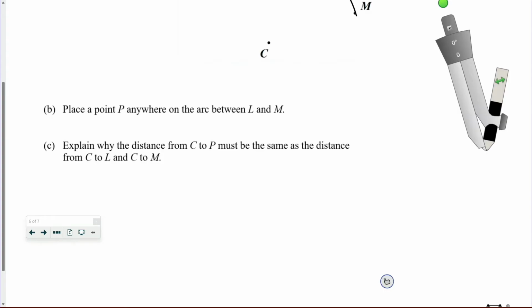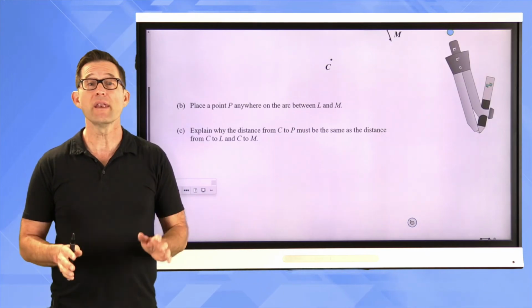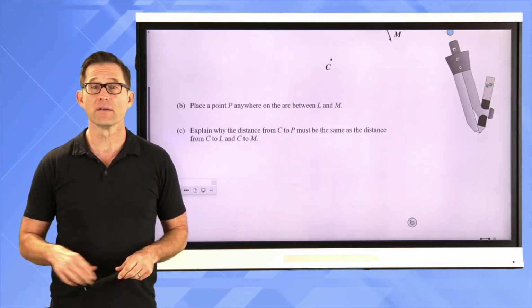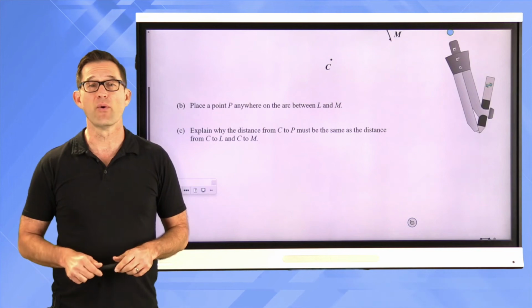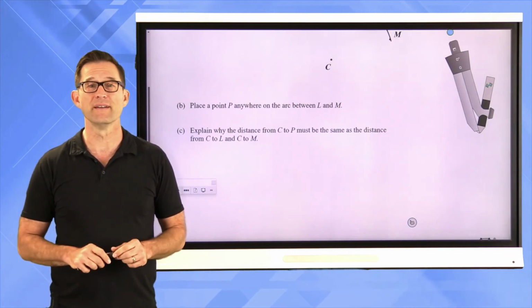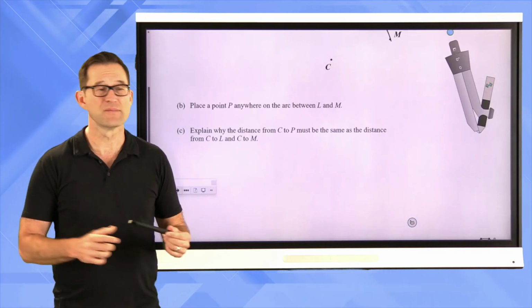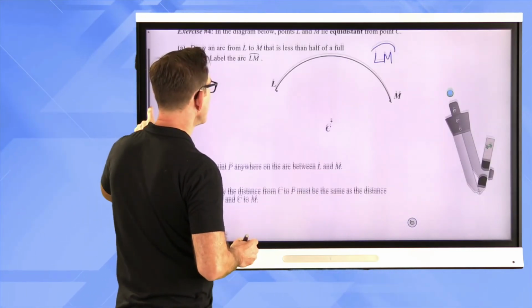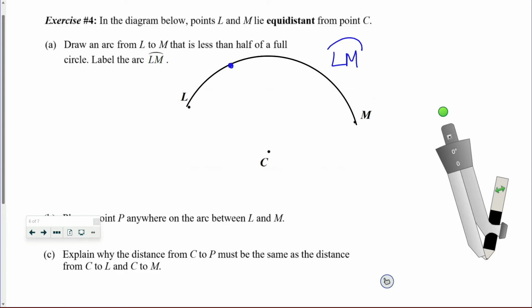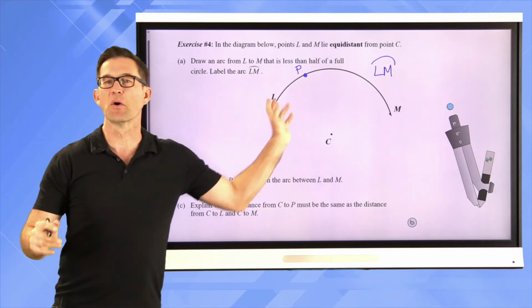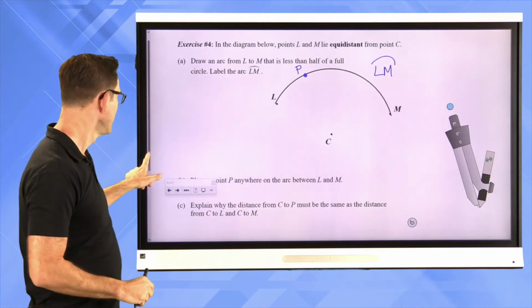Place a point anywhere on the arc between L and M. Okay, so go for it. Go ahead and put a point anywhere you want on that arc, nice and filled in, and label it point P. Pause the video just for a moment to do that. All right, simple enough. If I just kind of went in here and I put P in there, great. So somewhere, anywhere on here, I want you to have P in there.